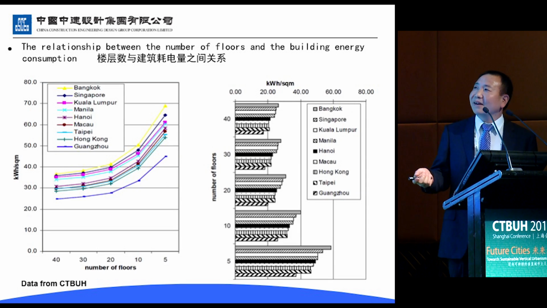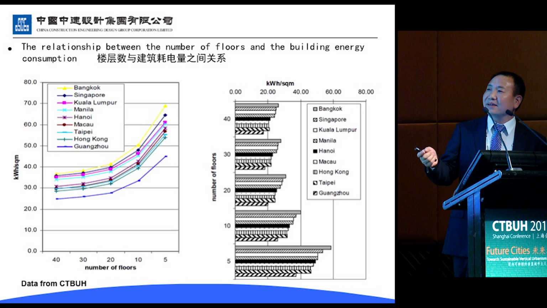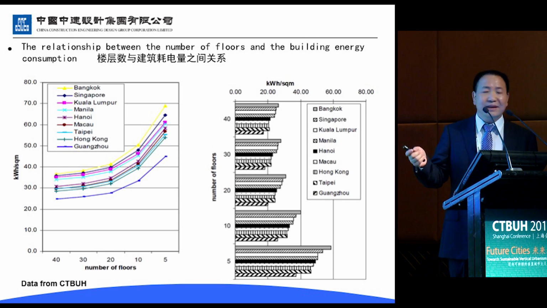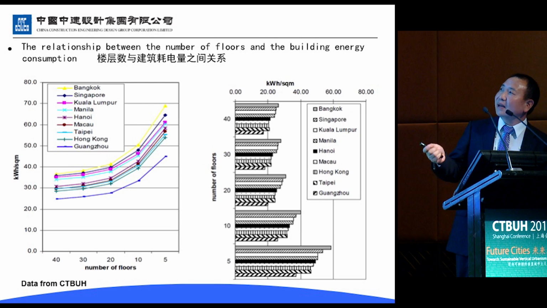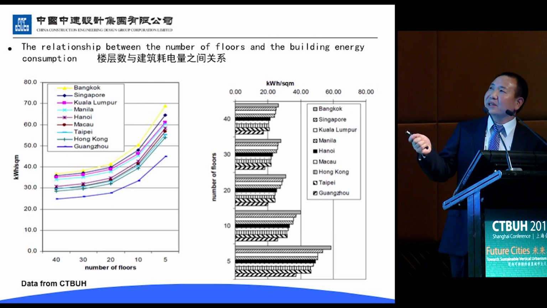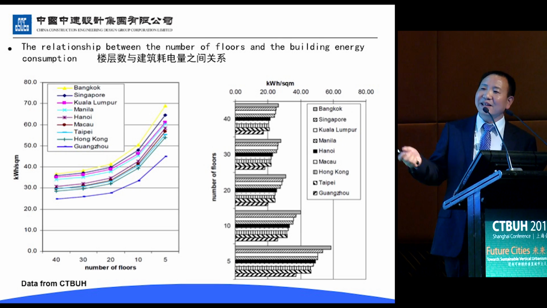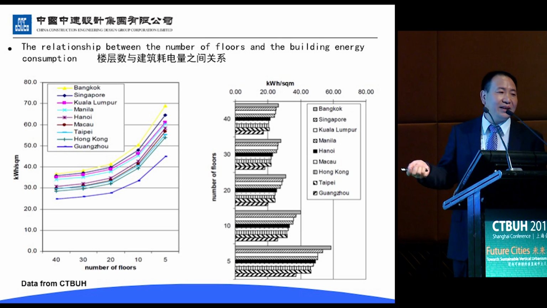This is the relationship between the number of floors and the building energy consumption. Now, these are some of the data from the last forum. As the number of floors go up, the kilowatt hours per square meter will be reduced.